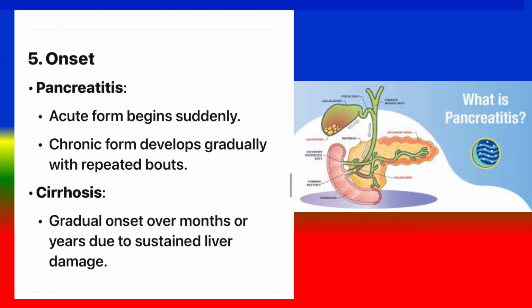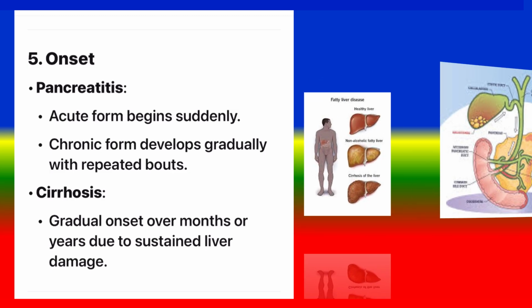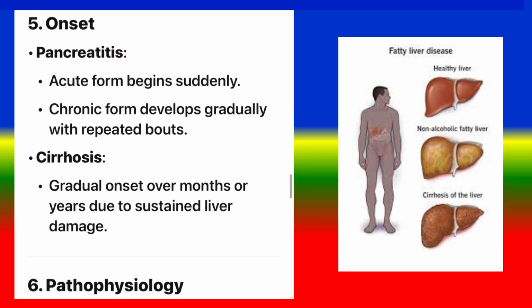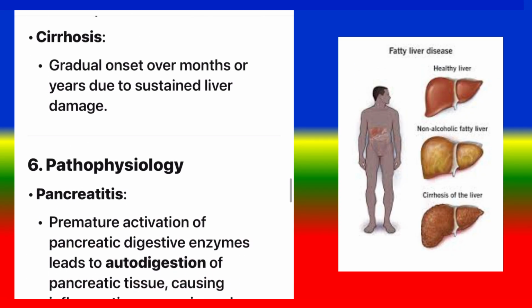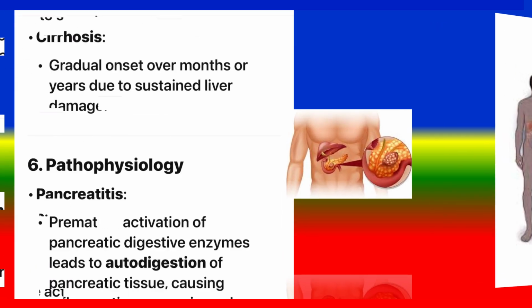5. Onset. Pancreatitis. Acute form begins suddenly. Chronic form develops gradually with repeated bouts. Cirrhosis. Gradual onset over months or years due to sustained liver damage.